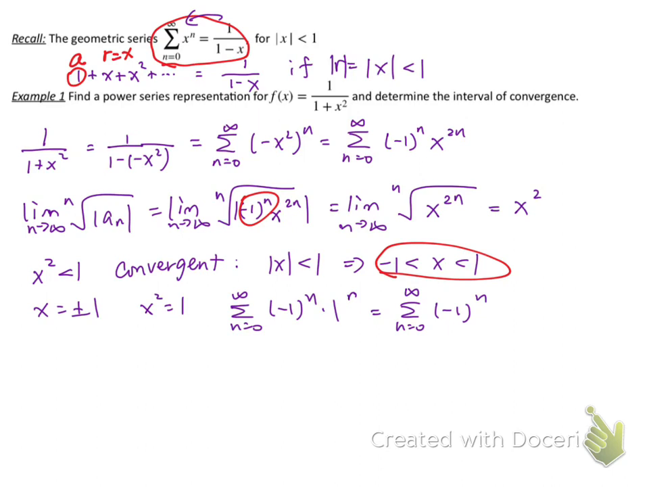Let me still write it. The limit as n approaches infinity of -1 to the nth power is not 0 because it's 1 or -1 alternating forever. So when x equals 1 or -1, the series is divergent. That means the interval of convergence is just -1 to 1. The endpoints are not included.